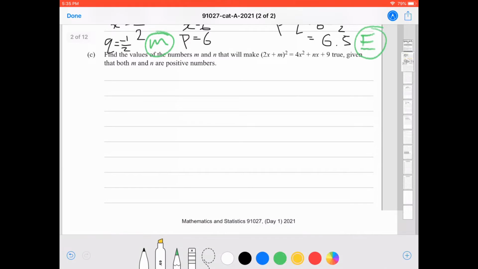Find the values of the numbers m and n that will make 2x plus m all squared equal 4x squared plus nx plus 9 true. So when does it make that equation true? Given that both m and n are positive numbers. Okay, so we've got this equation, 2x plus m all squared equals 4x squared plus nx plus 9.